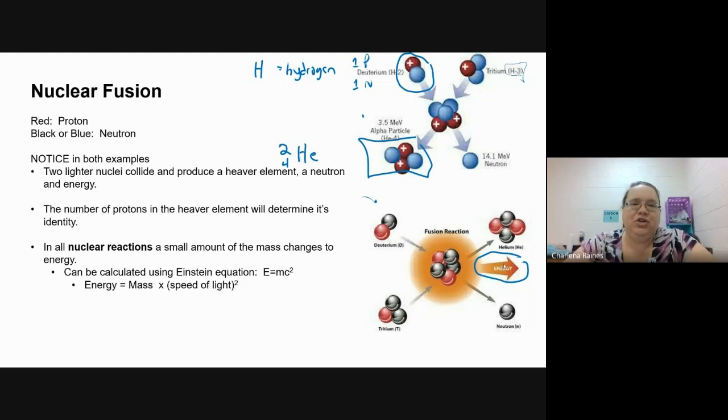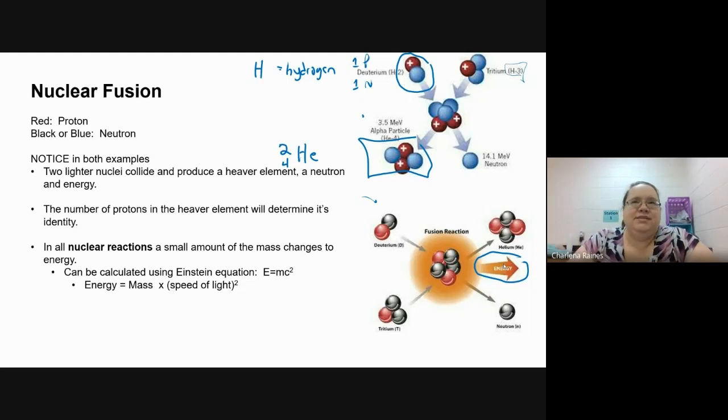Now, in either illustration, if you were to actually look at the individual masses of the particles at the beginning and the particles at the end, a very, very small amount of that mass is lost. A little bit of the mass is converted to energy. You may have heard the equation E equals mc squared, in TV shows and stuff. What that equation says is that the energy produced by a process can be related to the mass of that process times the speed of light squared.